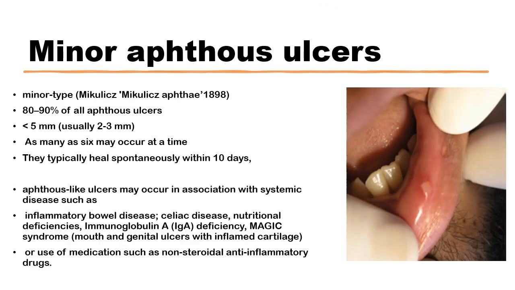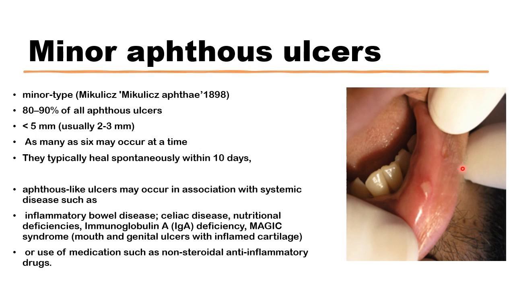Ulcers can be classified into minor, major, and herpetiform. The minor aphthous ulcers were first described in 1898, and they are by far the commonest of the three types of aphthous ulcers, accounting for about 80 to 90% of all the aphthous ulcers. They would measure less than 5 millimeters in diameter, usually between 2 and 3 millimeters, and at any one time a subject could get as many as 6 of them at the same time. They typically heal spontaneously within 10 days or so.